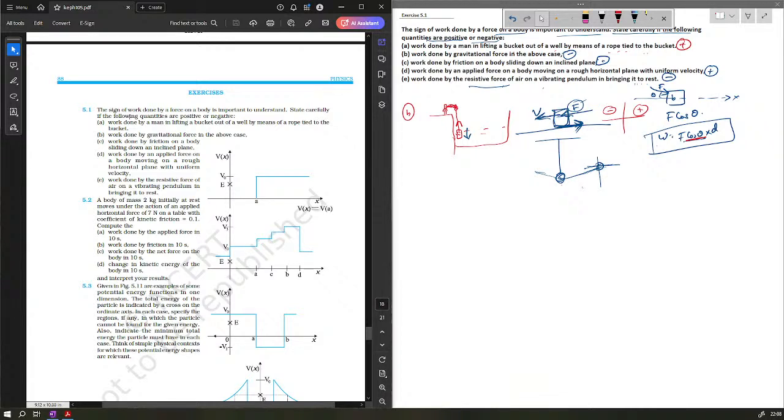Hello everyone, today we are going to discuss the NCERT questions of chapter Work, Energy and Power. So the first question is the sign of work done by force.